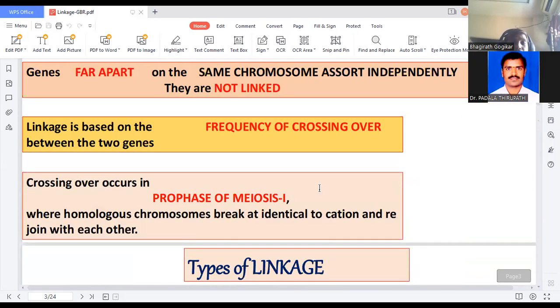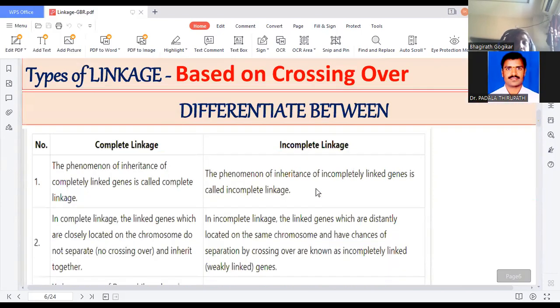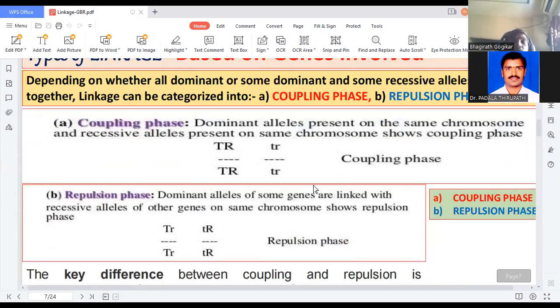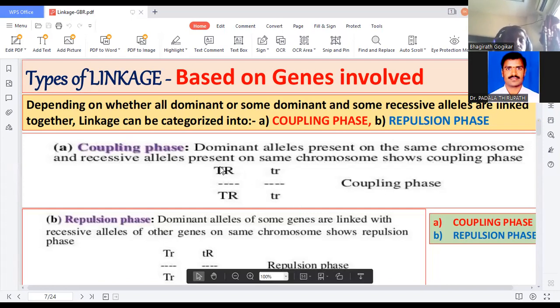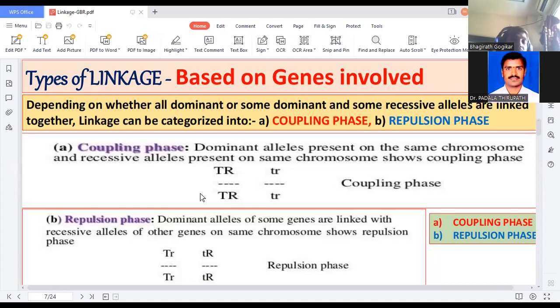Now we can go to the next part, based on crossing over. What is meant by coupling phase? What is meant by repulsion phase? T.H. Morgan in 1911 explained the theory of linkage by two aspects, that is coupling phase and repulsion phase. Coupling phase means the two dominant alleles, or the two recessive allelic genes, which are brought to the gamete from a single parent. That is known as coupling phase.